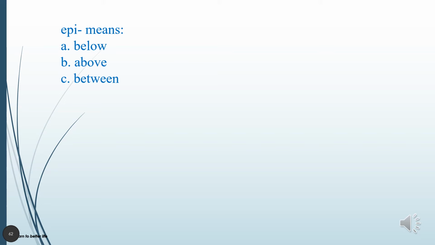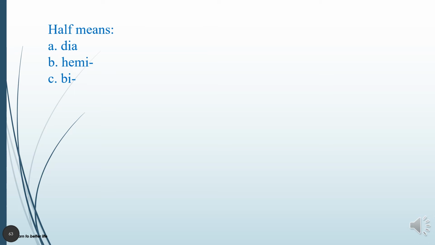Epi means A. Below. B. Above. C. Between. The answer is B. Above. Half is A. Dia. B. Hemi. C. Thigh. The answer is B. Hemi.